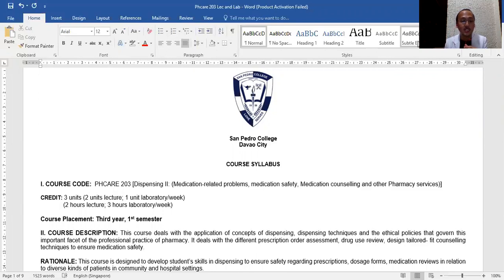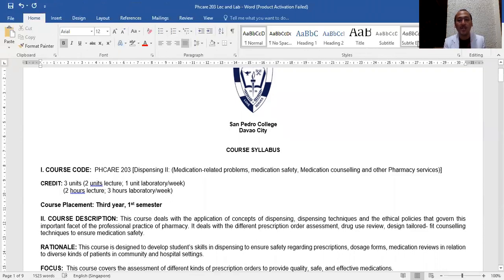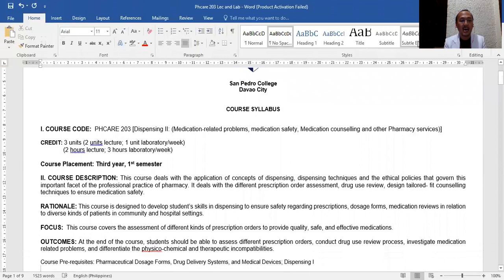The main course description is that this course deals with the application of the concepts of dispensing technique and the ethical policies that govern this important facet of the professional practice of pharmacy. It also deals with the different prescription order assessment, drug use review, and designing tailored-fit counseling techniques to ensure medication safety. Let's have a walkthrough of what will happen this semester.